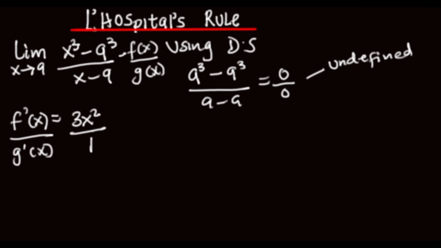So now the next thing we're going to do is substitute the value of a here. Using substitution now, after we have found the derivative, we are going to have 3a squared divided by 1, and the answer is going to be 3a squared. In my last video on finding the limit of a function using the factorization method, I actually got 3a squared. So in this case as well, it's also 3a squared. So that's just it. Now let's check another question that we have.